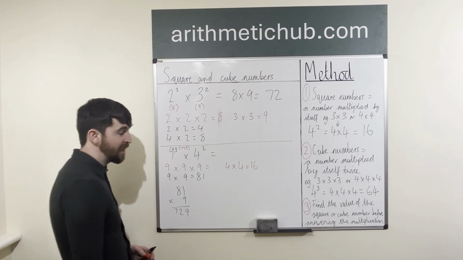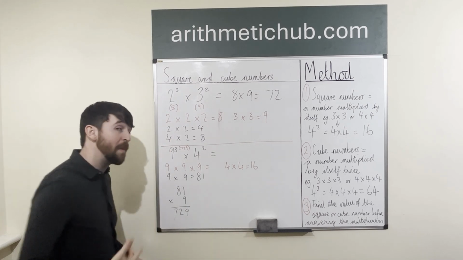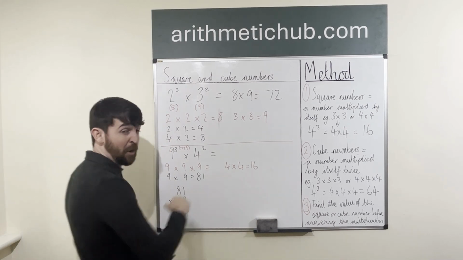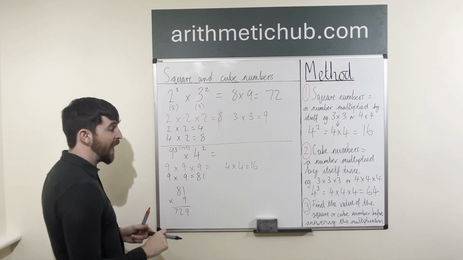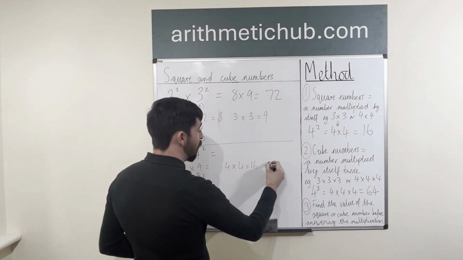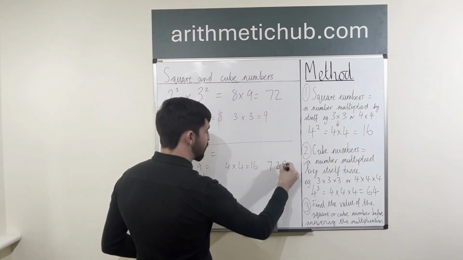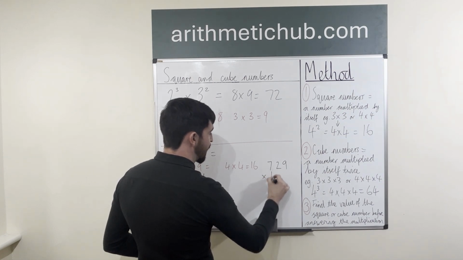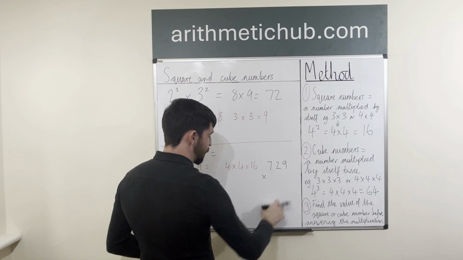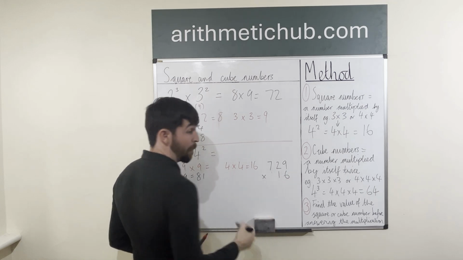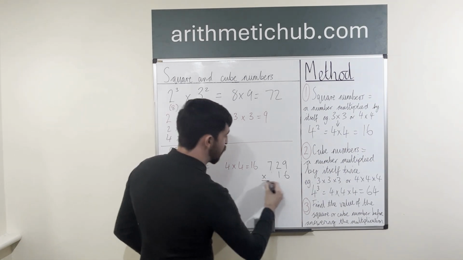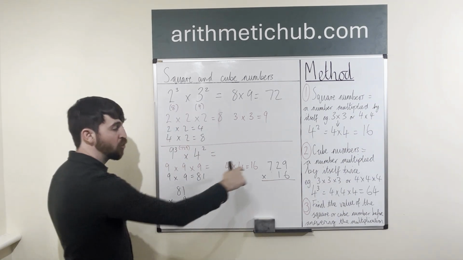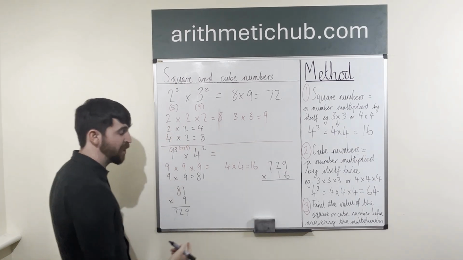729 times 16. Now, I don't know about you, but I don't know my 729 times tables. I don't even know my 16 times tables. So now what I need to do is think, right, well, what can I do to be able to answer this question? What I can do is write 729 times 16, with my place value columns correctly, like this, can't I? And then I can do a column multiplication, making sure that I'm doing a 2-digit multiplication method.